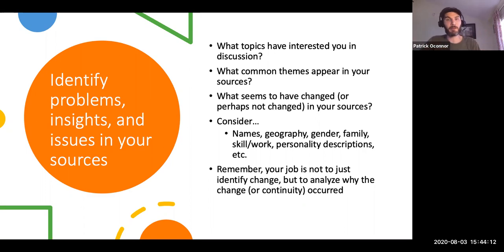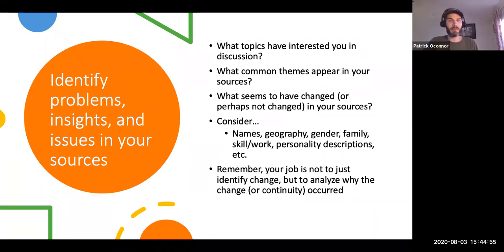Here are some suggestions of certain things that I've noticed in your papers and that I've been encouraging people to think about. Names, right? Naming practices. To what extent have those changed from the colonial period to the Civil War? Geography, gender, family, skill and work. This goes along with family, but marriage, I think, is a big theme I've seen coming through. Personality descriptions, right? How enslavers describe enslaved people. All of these sorts of things are within the ads, and you've all been reading against the grain to uncover them. So if you're particularly interested in 1 or 2 of these areas, focus on that, right?